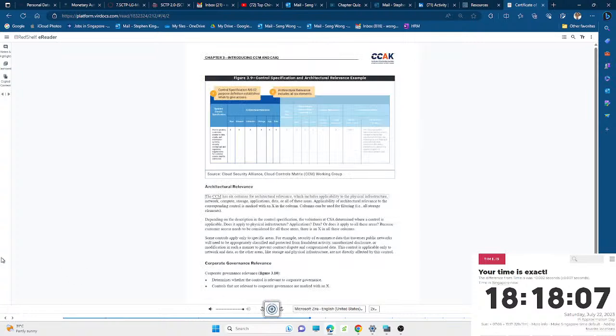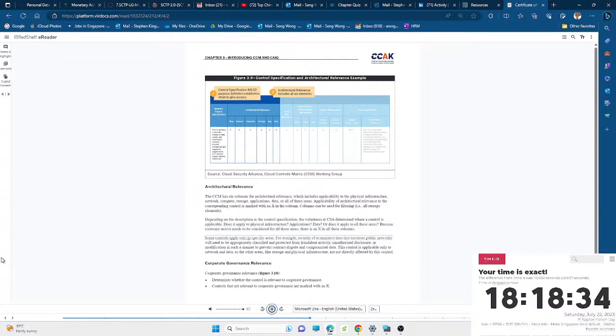Architectural relevance. The CCM has 6 columns for architectural relevance, which includes applicability to the physical infrastructure, network, compute, storage, applications, data, or all of these areas. Applicability of architectural relevance to the corresponding control is marked with an X in the column. Columns can be used for filtering, for example, all storage elements. Depending on the description in the control specification, the volunteers at CSA determined where a control is applicable. Does it apply to physical infrastructure, applications, data, or does it apply to all these areas? Because customer access needs to be considered for all these areas, there is an X in all these columns.